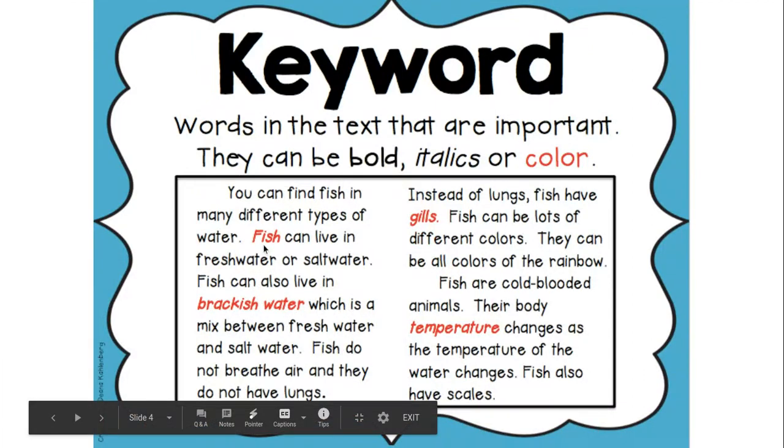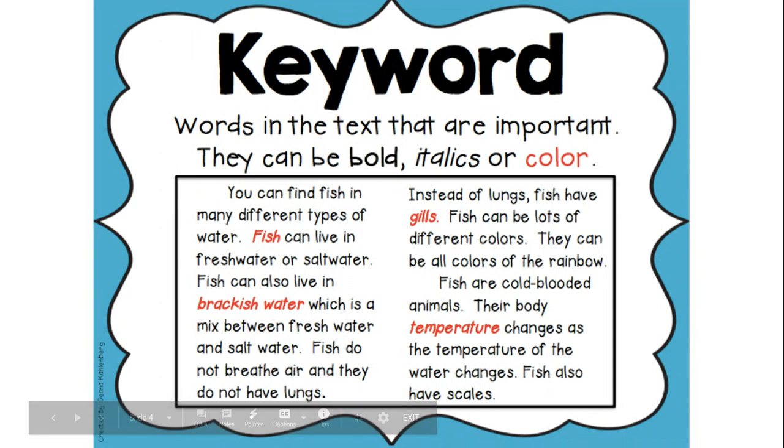So here, fish is a keyword in this particular passage. It's just a keyword that the author has deemed important. So they made it red, they made it in italics. And that's how you know that that word is important, that it's a keyword.